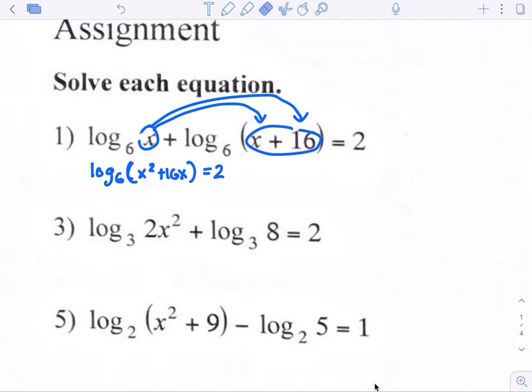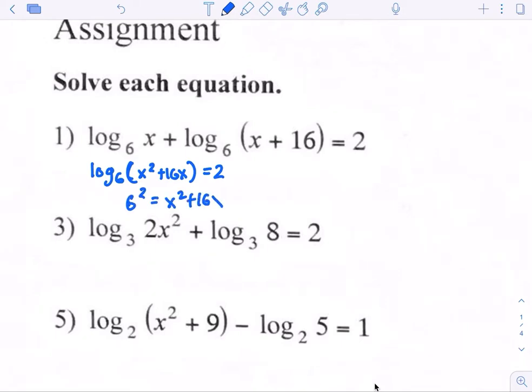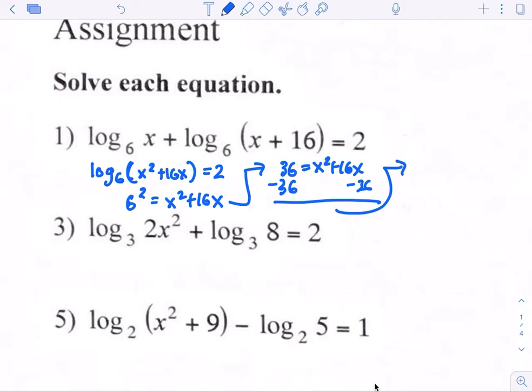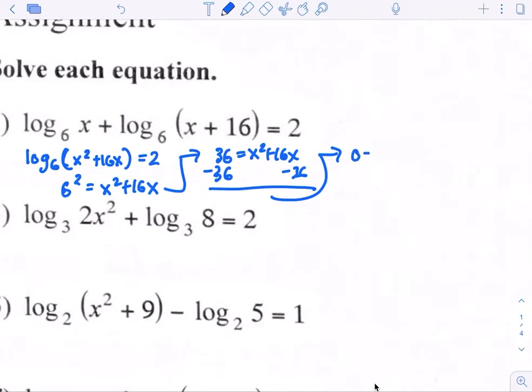Now, you are going to use your log to exponential form. So you get 6 to the second power is equal to x squared plus 16x. Moving this over here, 36 is equal to x squared plus 16x. Subtract 36 from both sides. So we get 0 is equal to x squared plus 16x minus 36. Then you factor this, and the factors will be x plus 18 and x minus 2. So then your x's are going to be negative 18 and 2.